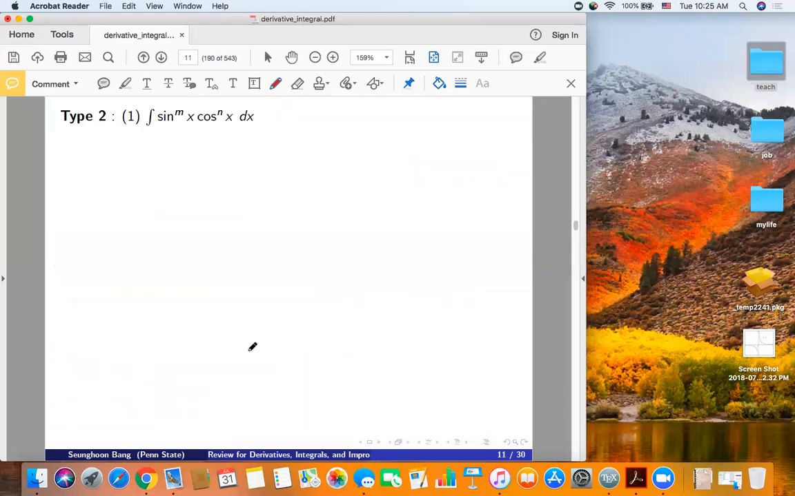Type 2: integral sine to the power m of x cosine to the power n of x dx. How can you solve it? We have three cases. Case 1: the power m of the sine function is odd, 2k plus 1. Step 1, save one sine factor. Step 2, use u substitution. Do you know what u is in this case?